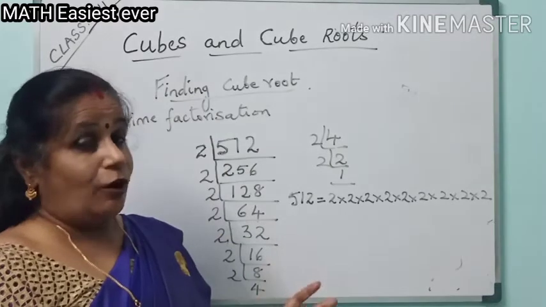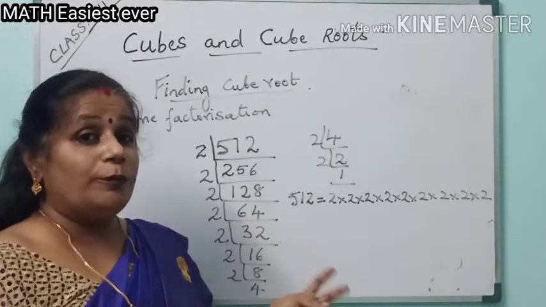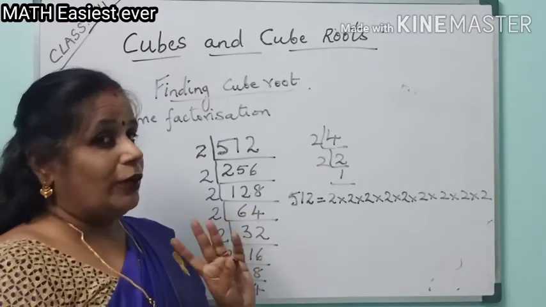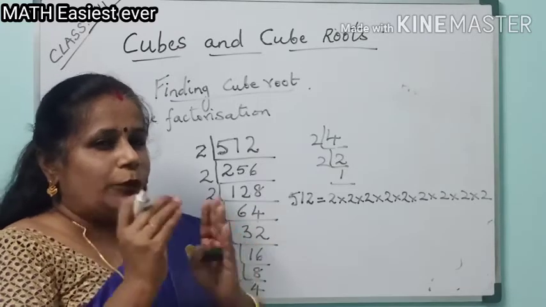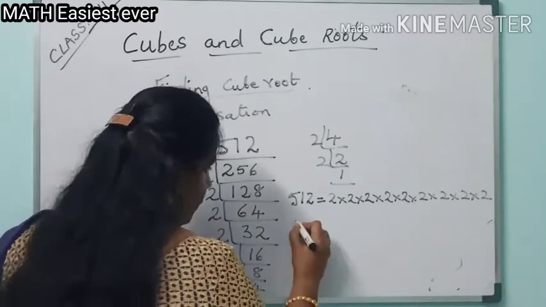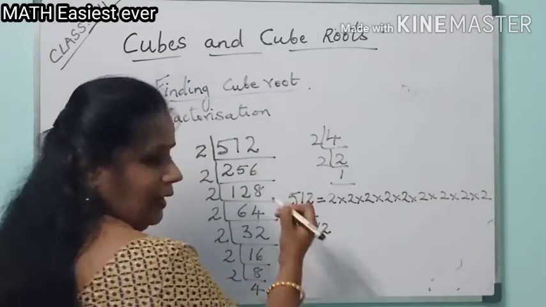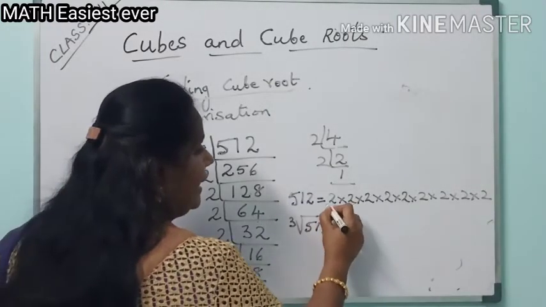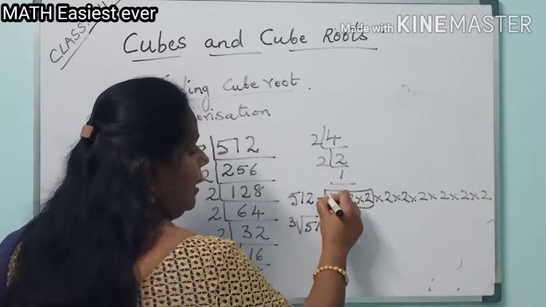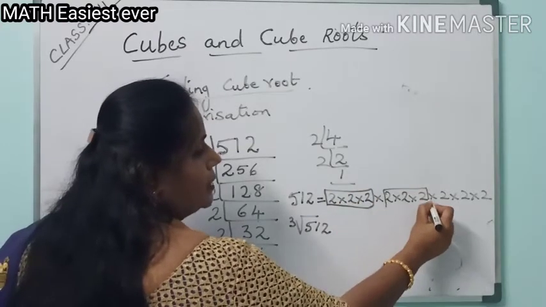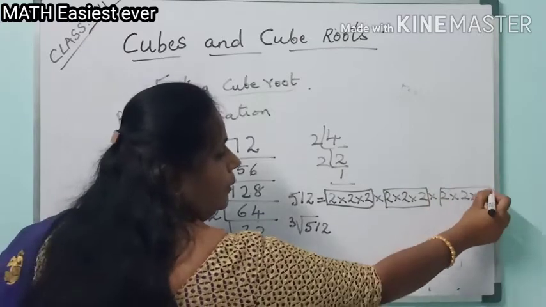Now what is my job? We have to find out the cube root of 512. In square root, how did I teach you? You group two numbers, right? For this cube root, what you should do is, for the cube root of 512, you group the 2's in threes. Again you group 3 2's. Again you group 3 2's.